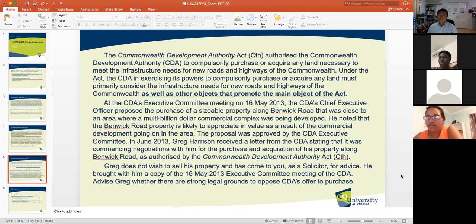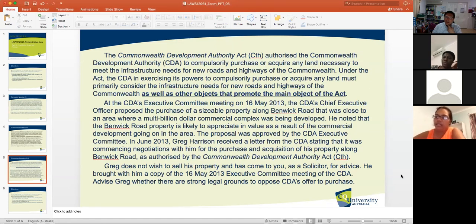I don't think he has any legal grounds, because you've got there that as well as other objects that promote the main object of the Act. So the main object of the Act is to compulsorily purchase or acquire any land necessary to meet the infrastructure needs for new roads and highways. So maybe when you're investing in property, that might come under this umbrella of other objects that promote the main object of the Act. Mm-hmm. Very good, Edward.